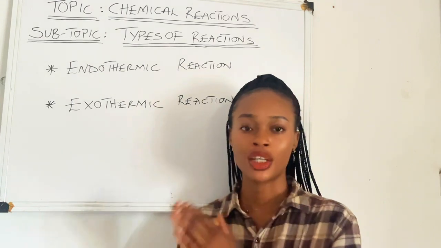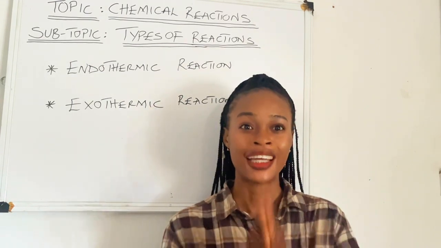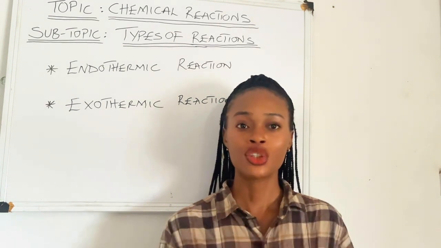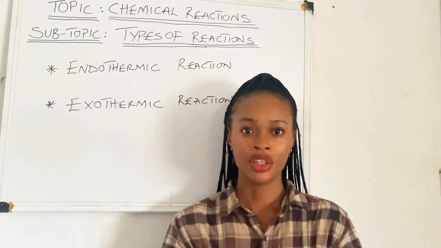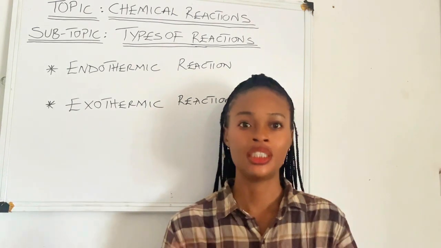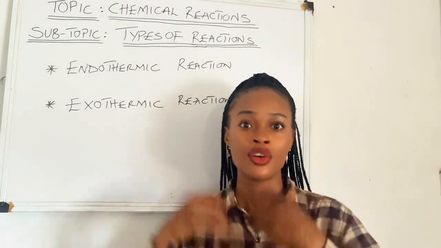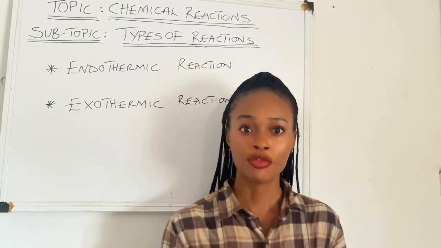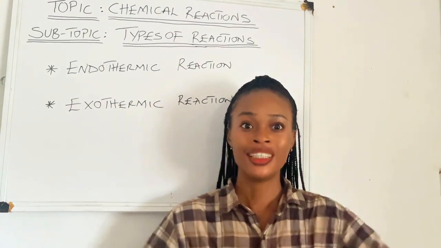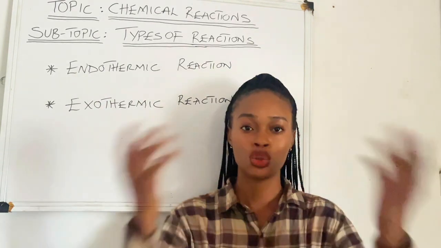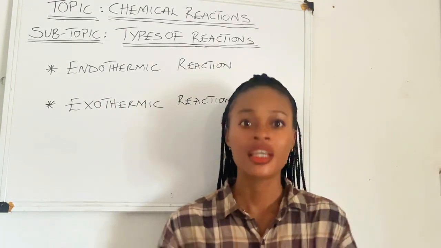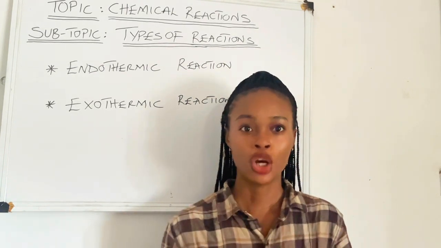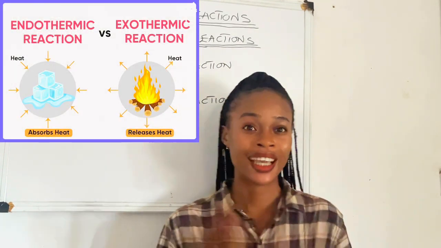The next chemical reaction that we have is what we refer to as an exothermic reaction. Now, in a chemical reaction, a reaction that involves the evolving of heat into the surrounding is what we refer to as an exothermic reaction. Exo means to give out. So a chemical reaction which involves the evolving or the giving out of heat into the surrounding, or the release of heat into the surrounding, is what we refer to as an exothermic reaction. I hope you understand the difference between endothermic and exothermic.